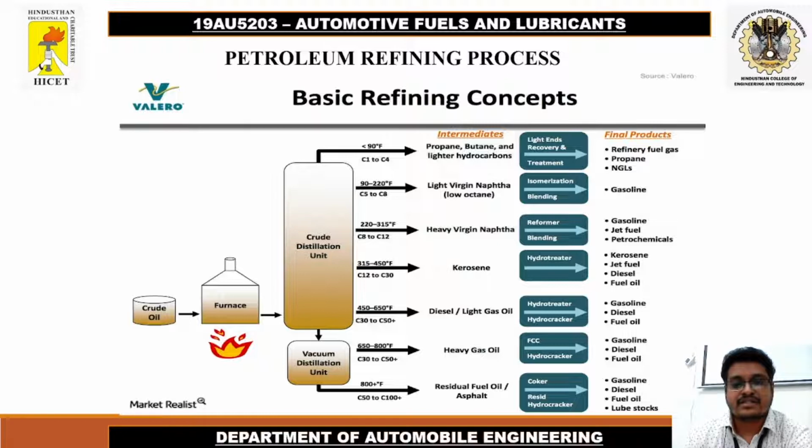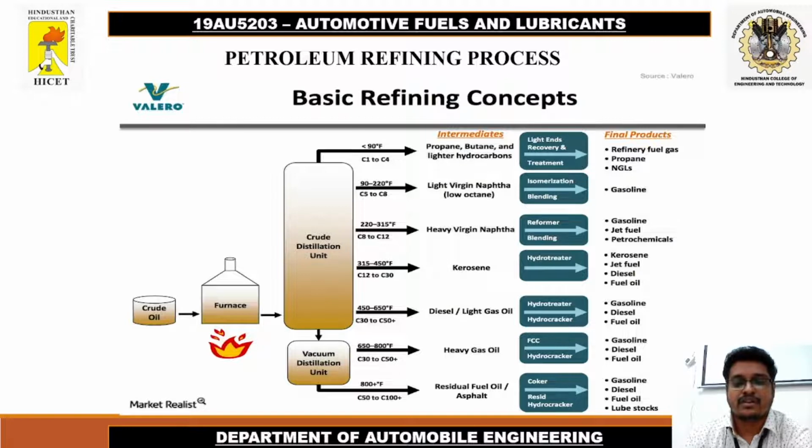And when the temperature is increased up to 650 degrees Fahrenheit, diesel or light gas oil will be obtained as intermediates, and by the chemical process like hydrocracker, gasoline, diesel and fuel oil will be obtained as final products. It is further heated up to 800 degrees Fahrenheit. Heavy gas oil will be obtained as an intermediate, and by using a hydrocracker chemical process, gasoline, diesel and fuel oil will be obtained as final products.